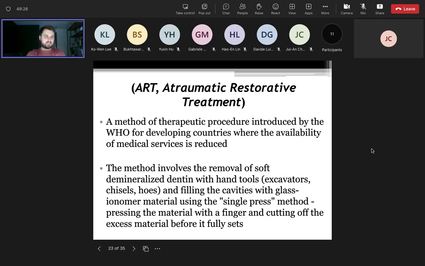This technique is commonly used in developing countries, but in our part of the world, it is used only with children who are not cooperating with us, or in the case of people with disabilities, which doesn't allow us to work in a proper way. This technique shouldn't be used in standard cases. Okay.